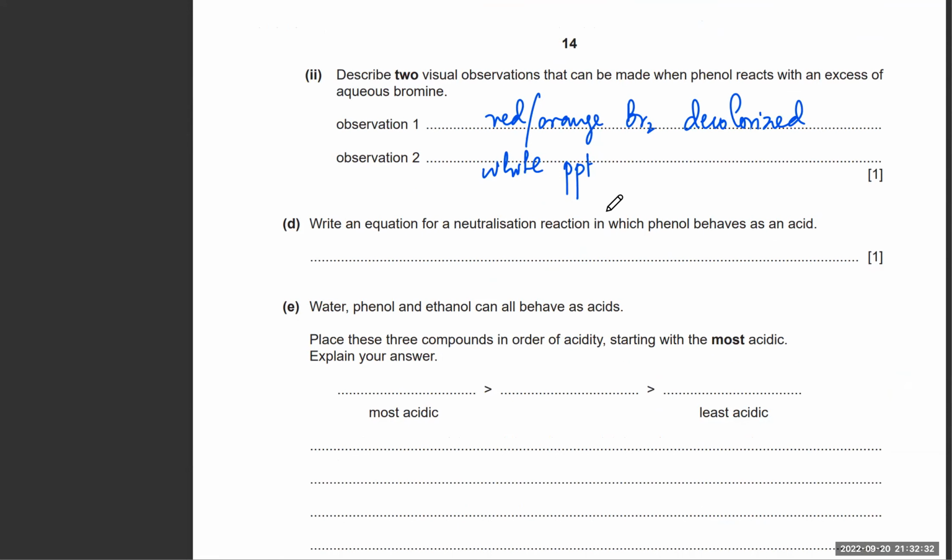Write an equation for a neutralization reaction in which phenol behaves as an acid. Now the thing with phenols is that they are kind of acidic.